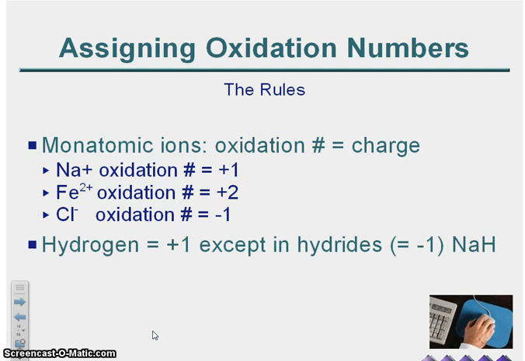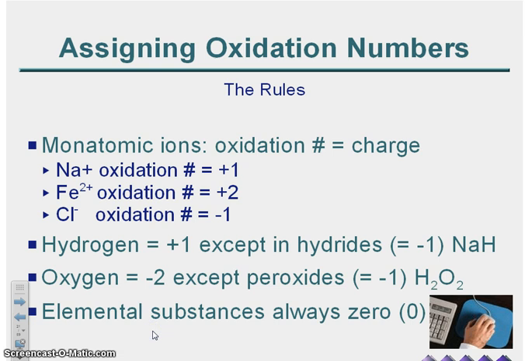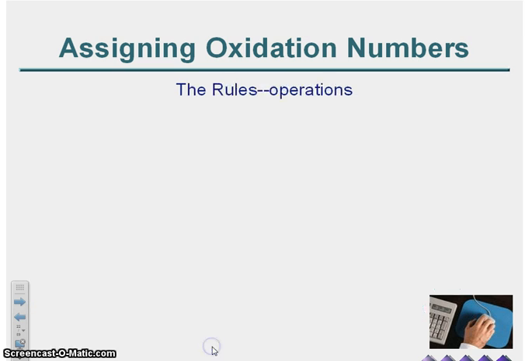Hydrogen ions are always +1, except in the rare cases when they're bonded to metals like sodium and are hydrides, then they're -1. Oxygen is -2, except in the rare case where it's a peroxide like H2O2, then it's -1. And elemental substances are always going to be 0 oxidation number. For instance, oxygen gas here, or sodium metal, or aluminum metal, or phosphorus, the nonmetal, if they're the pure element, then the oxidation number is 0.